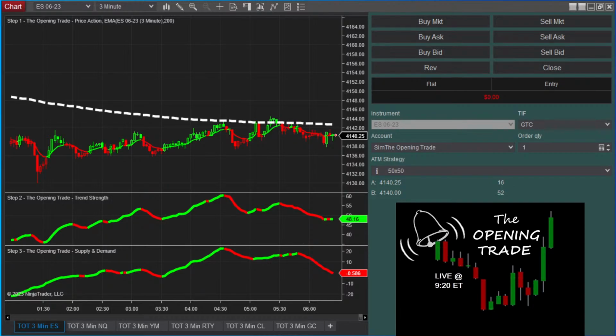Making sure I have all of my automated trading strategies enabled so that way they'll fire off at the correct times as long as the automated trading indicators have been met.